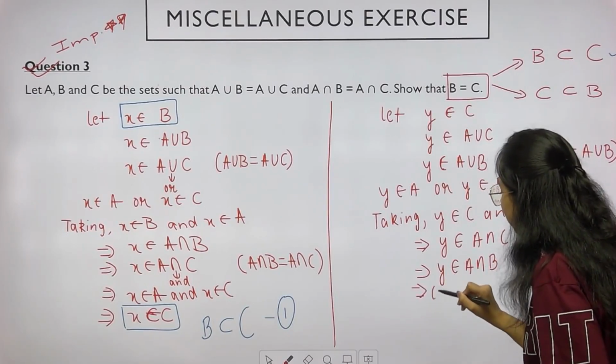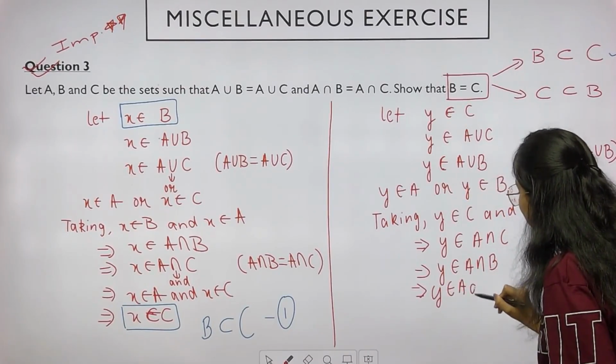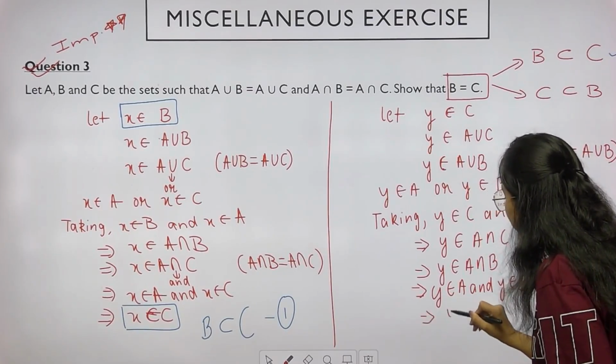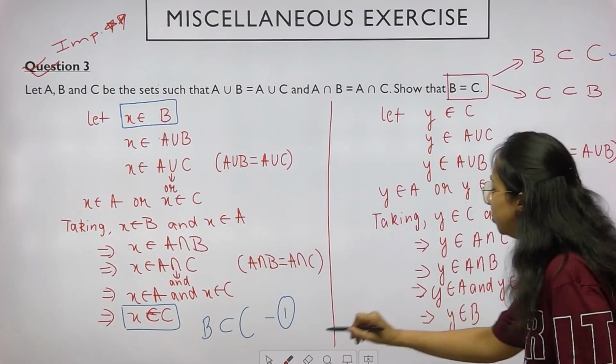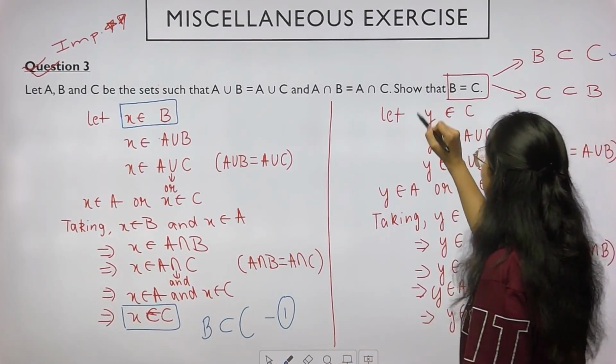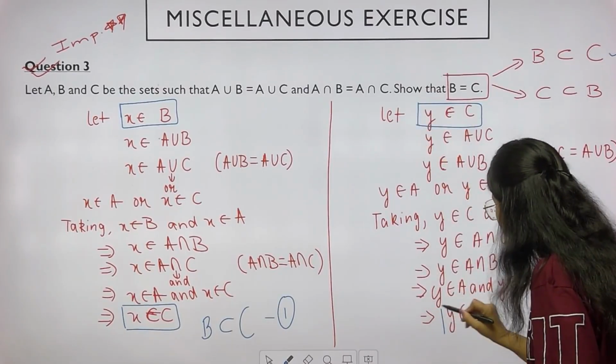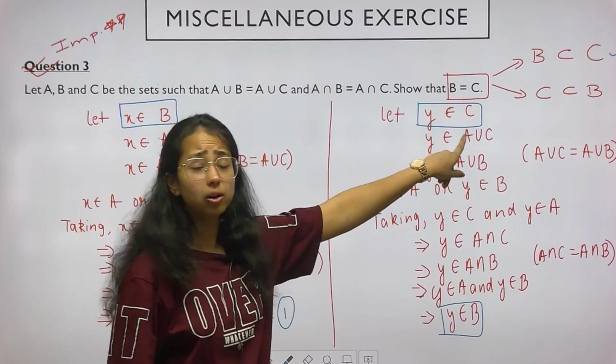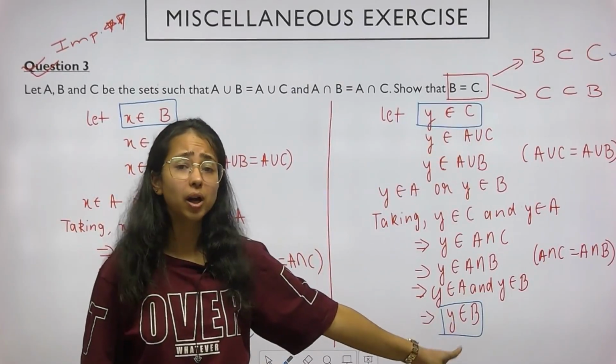Now intersection means and, so we can write Y belongs to A and Y belongs to B. According to this, we can write Y belongs to B. Now, we started with Y belongs to C. Now we have reached Y belongs to B. This means that if an element Y is a part of C, then it is also a part of B.